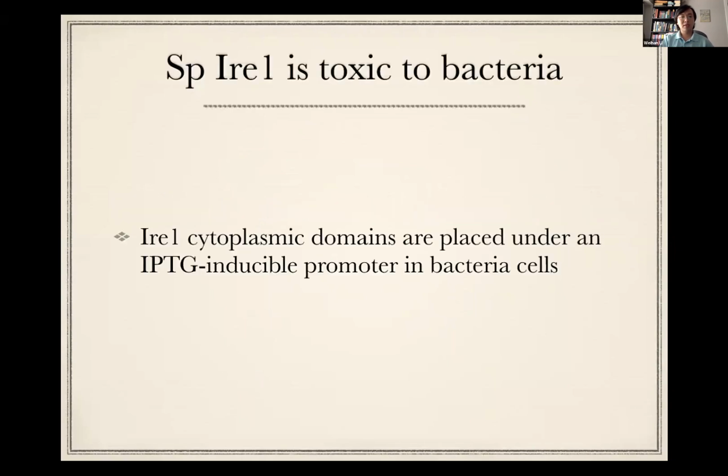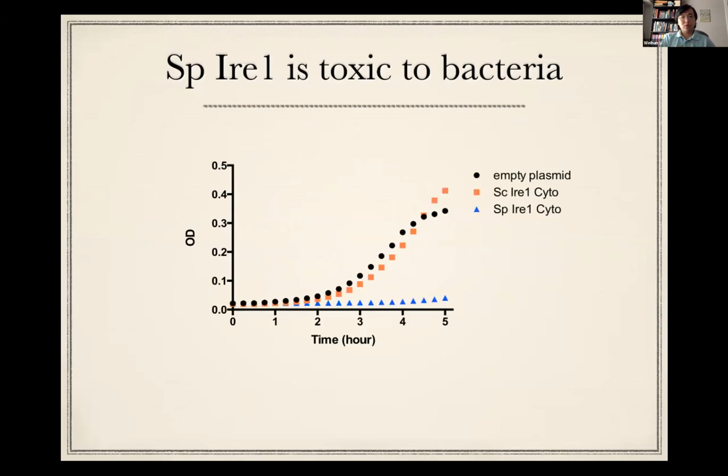So in the following assay, we simply put the IRE1 cytosolic domain under an IPTG-induced promoter in bacteria cells, and then measure the growth curve. So here's the growth curve for bacteria cells that harbor the empty plasmid or express a cerevisiae IRE1 cytosolic domain, it grows fine. But for the bacteria cells that express a pombe IRE1 cytosolic domain, it simply doesn't grow within this time window. Remember that I mentioned the pombe IRE1 is more promiscuous in terms of its RNA specificity. So we wondered if it's the promiscuous RNase activity of pombe IRE1 that causes the toxicity, for example, by cleaving a lot of endogenous bacterial RNA.